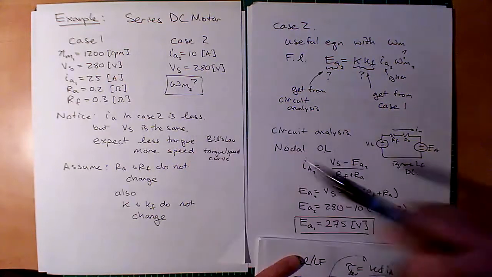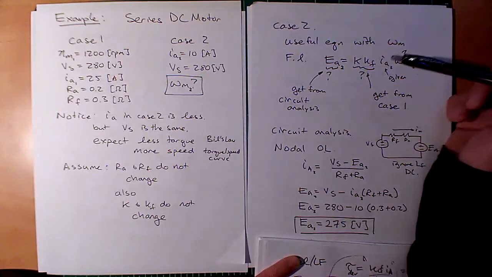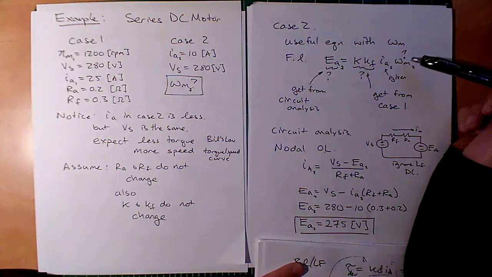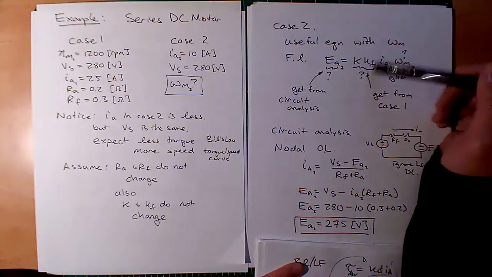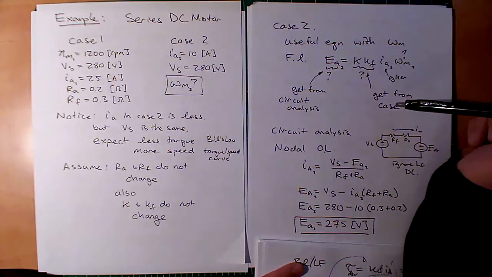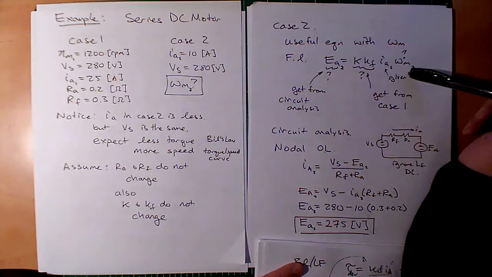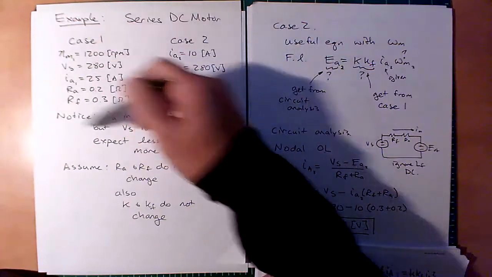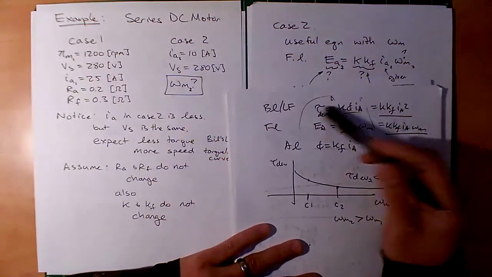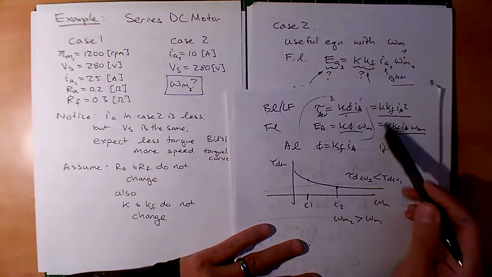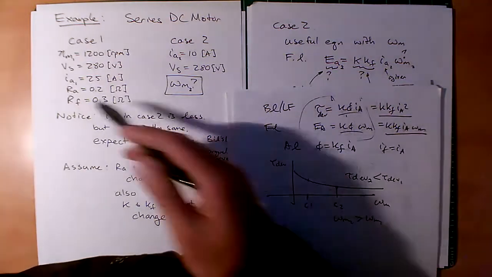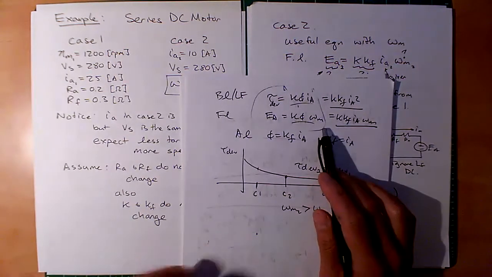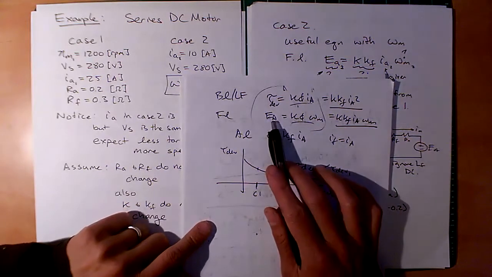Okay, so I have this voltage here, and then I have this current here, and I'm still looking for this omega M2. So the question is, how can we get this K KF? Because if we can get that K KF, maybe from case one, we can essentially plug this in and solve for omega M2. If we look over here, we can probably get K KF using, again, our equations, right? Remember, this is K KF here, right? So if we go to case one, we can look at these equations and go, well, could we get any of this information? Could we get EA1?